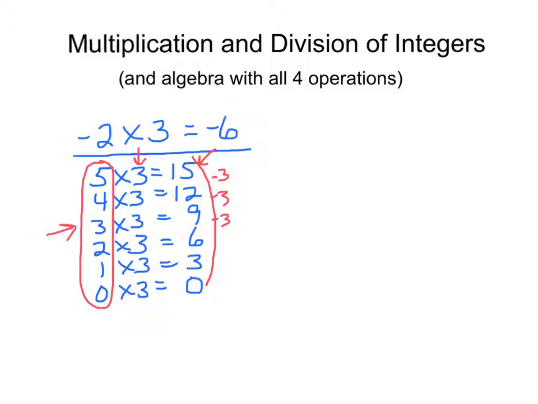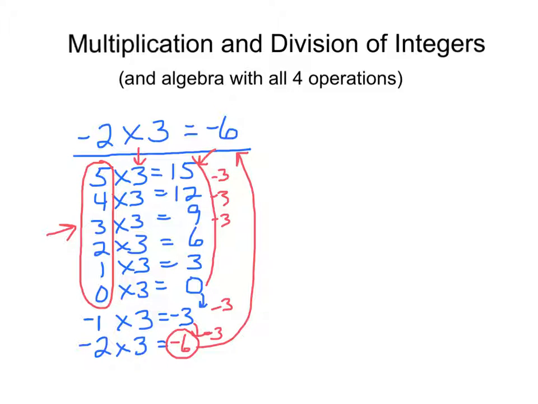So I'm going to continue with this same pattern. I'm going to reduce the very first number by 1 and keep the other number the same. Negative 1 times 3: I also have to subtract 3, which means I'm going to have an answer right here of negative 3. If I continue with that same pattern, negative 2 times 3, once again, I'm going to have to subtract 3, so I am going to get an answer here of negative 6, which is what we said the answer was before.